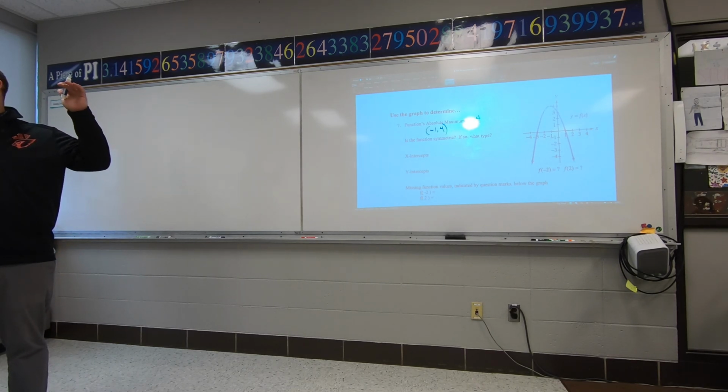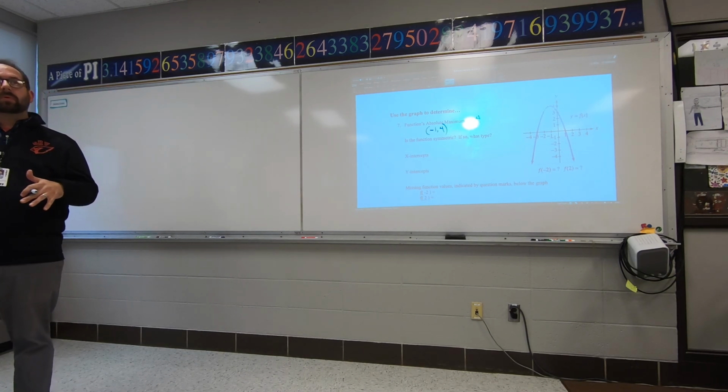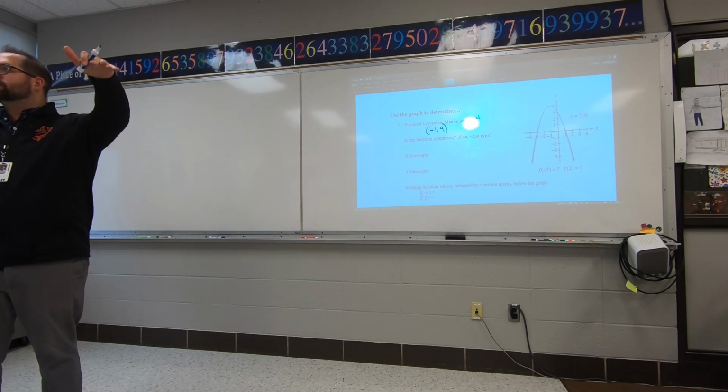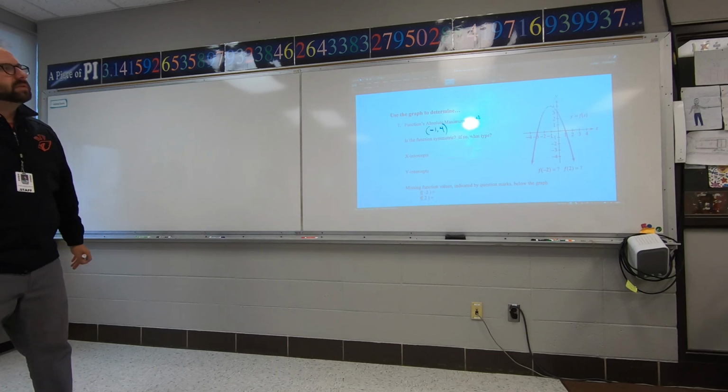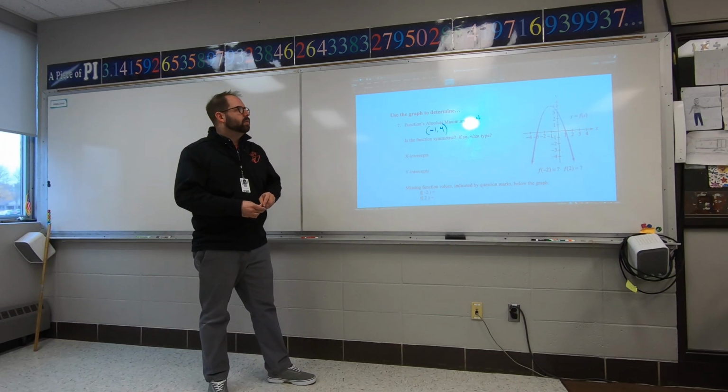Maximums, absolute means there's no point higher than that, and that's true on that graph. A minimum would be the lowest point, absolute anyway, and if they're relatives, you could have multiple hilltops or multiple valleys. That's relatives or locals, whatever you want to call them. So just be prepared for one of those.